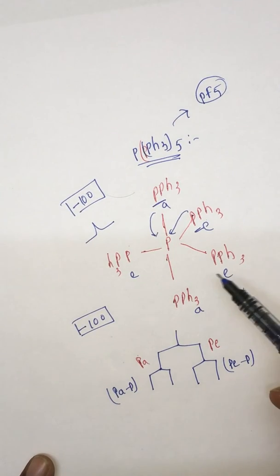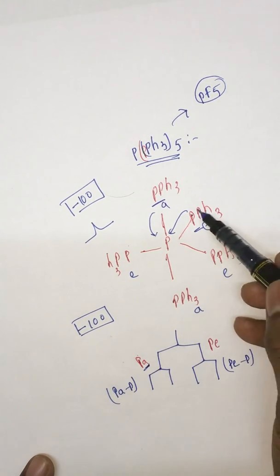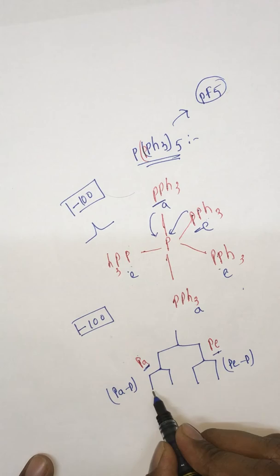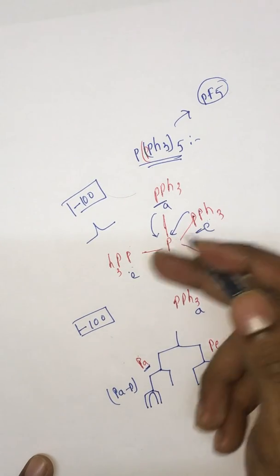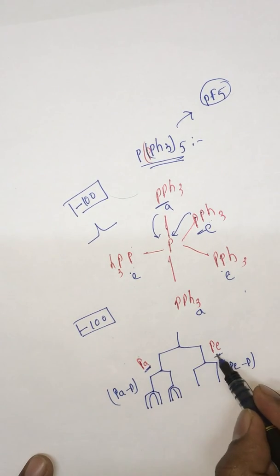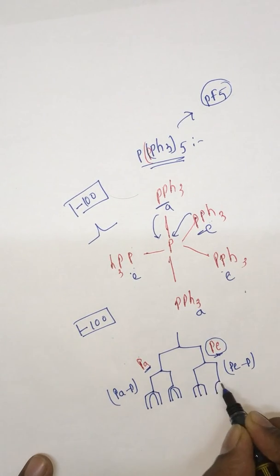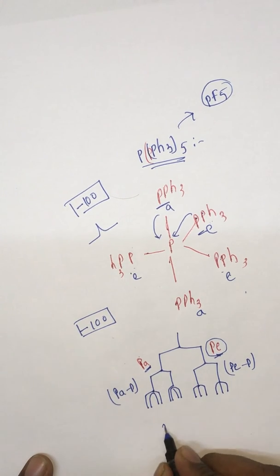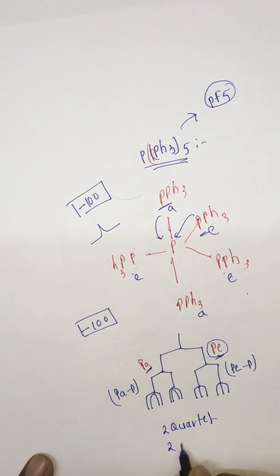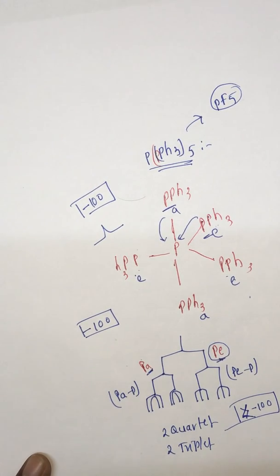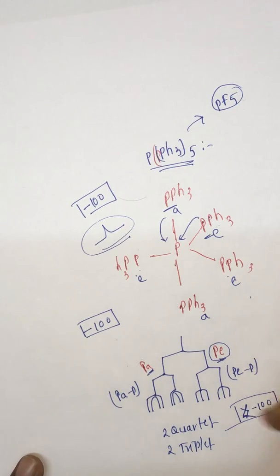Now PA couples with equatorial phosphorus, as PE couples with axial phosphorus. There are three equatorial phosphorus, so each line will split into four lines because it's coupling with three equatorial phosphorus. And now the equatorial phosphorus will couple with axial phosphorus. There are two axial phosphorus, so we'll get three lines. So in total the NMR spectrum has two quartets and two triplets. This is at less than minus 100 degrees temperature. If it's at higher temperature, room temperature, we will get a single peak. So this compound is very important.